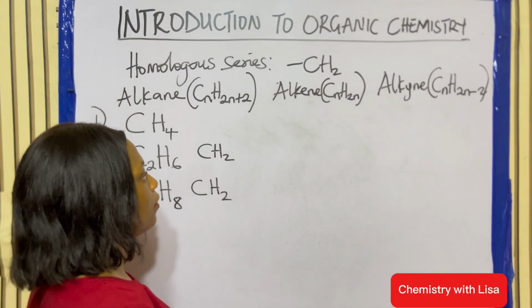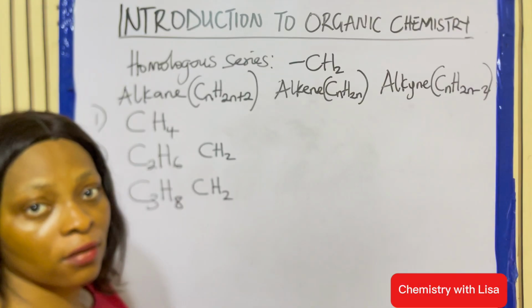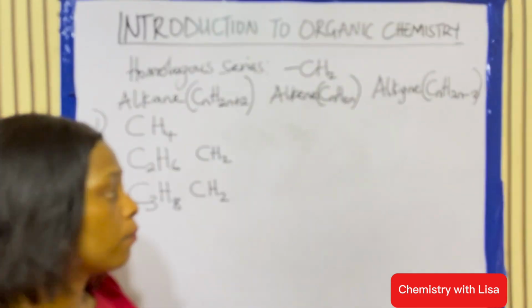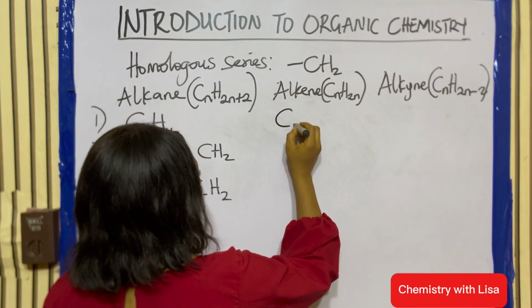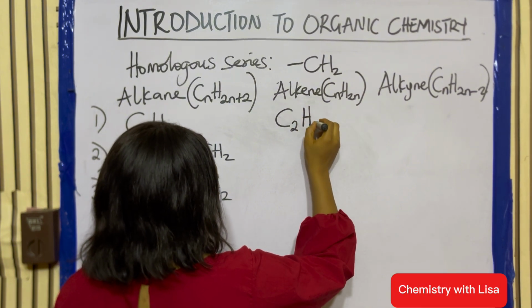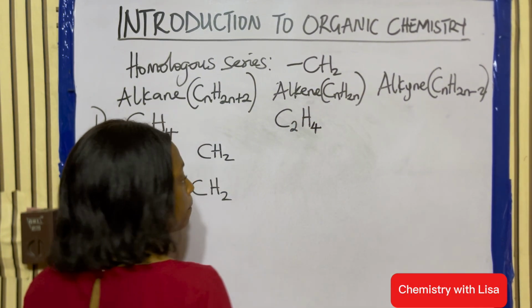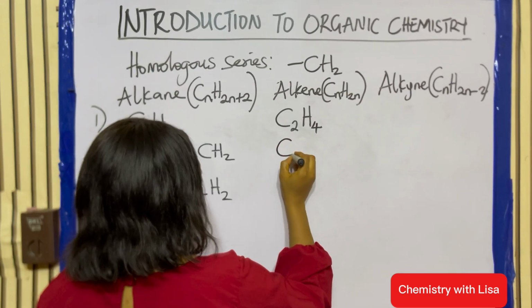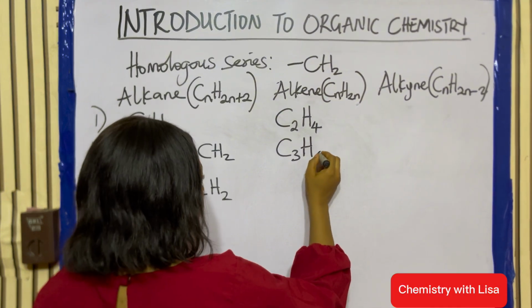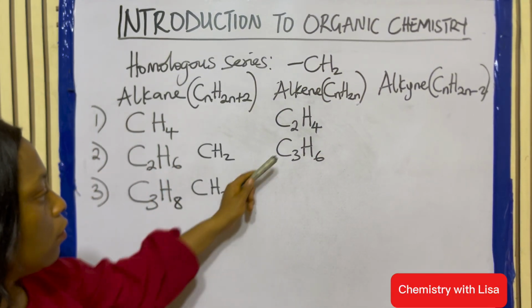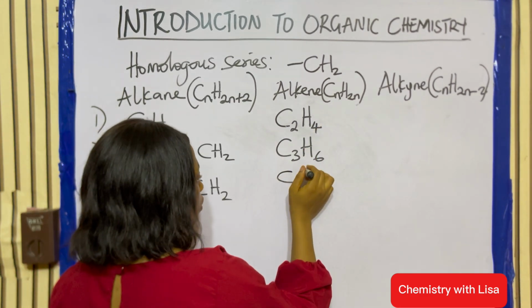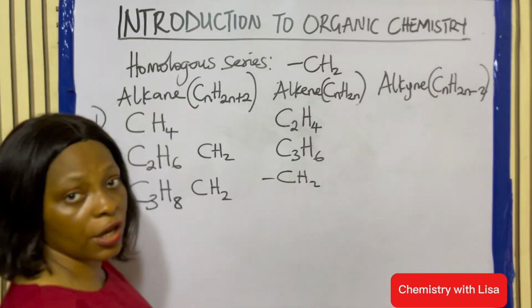Let's look at the alkene. For the alkene, the first compound is where n is 2, so we have C2H, 2 times 2, that will give us 4. The third one is C3H, 2 times 3, that will give us 6. Now, this minus this will give us 1, and this minus this will give us 2. So, do you see the same CH2 group?